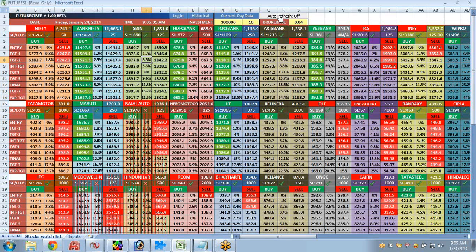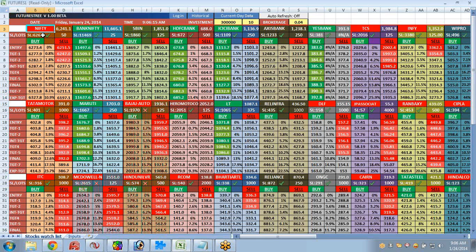And the auto refresh button, you just click so that the software refreshes the prices automatically. It happens every 3 seconds, so we get the right prices at the right time. And here what we see is the entry, target 1, target 2, intermediate target, target 4, target 5, final target, and target 7, and expanding targets. These are the various targets that are possible for each and every script and on each and every trade, either on the buy side or the sell side.